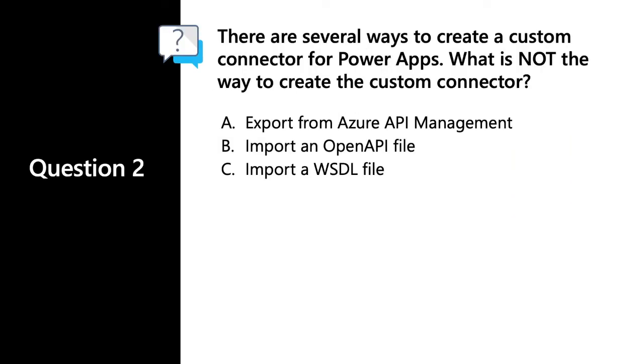All right, so let's talk through this one, Justin. I remember seeing you do exporting it from Azure API Management, so I know you can create a custom connector from there. Okay, so that's not the right answer. We can create a custom connector directly from API Management. Then, as Matt just showed, we can import an OpenAPI file to create a custom connector, which is good.